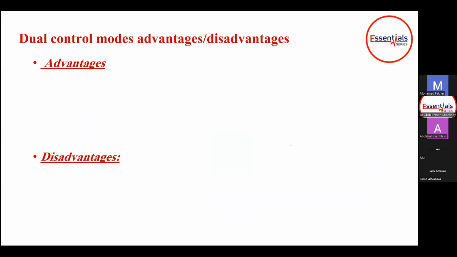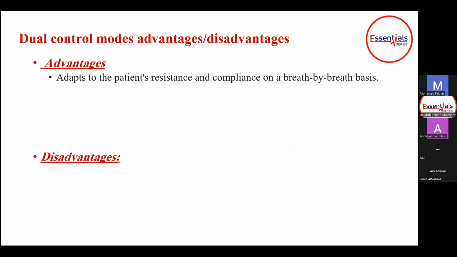So what are the advantages of dual control modes? That's why it's called adaptive. It adapts to patient change in compliance. When the compliance changes, the pressure rises to achieve the tidal volume that is needed. The tidal volume does not vary too much, with very minimal variation between breaths in the dual control mode. But in pressure control mode, once the patient has a problem in the resistance or in the compliance, the tidal volume will be variable and the minute volume might not be achieved.